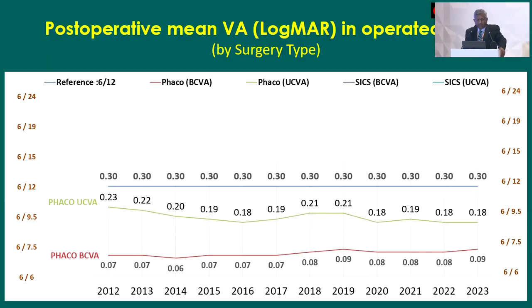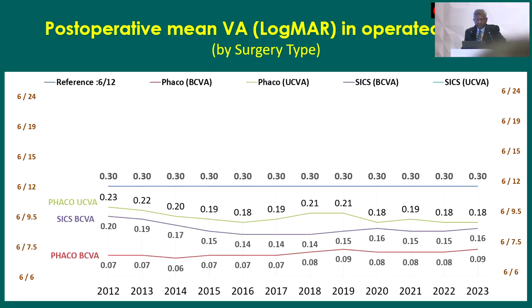And if you look at the uncorrected vision in phaco, there has been a marginal improvement. It used to be between 6/12 and 6/9. It has become better. It is now between 6/9 and 6/7.5. So there has been an increase. So this kind of subtle improvement you can see only on a long-term basis. The small incision best corrected visual acuity again has improved.